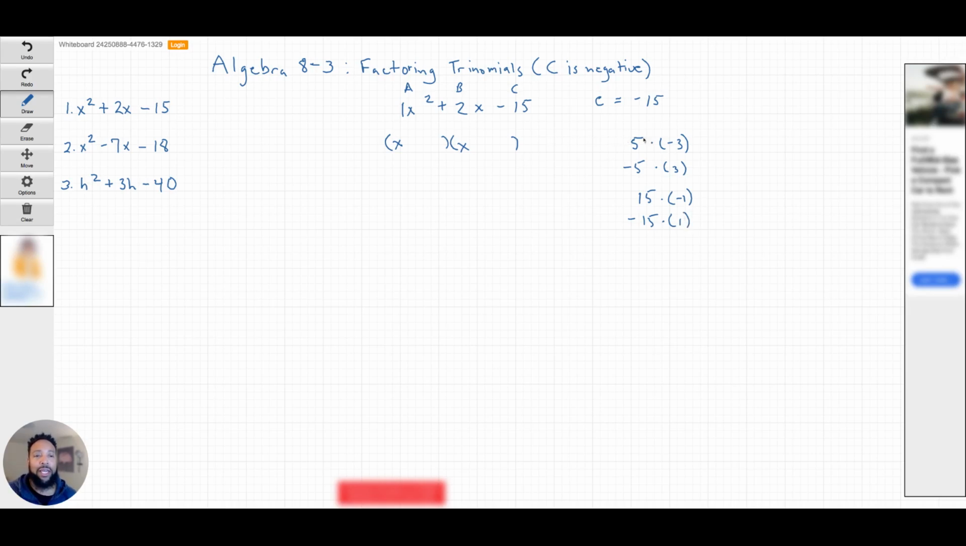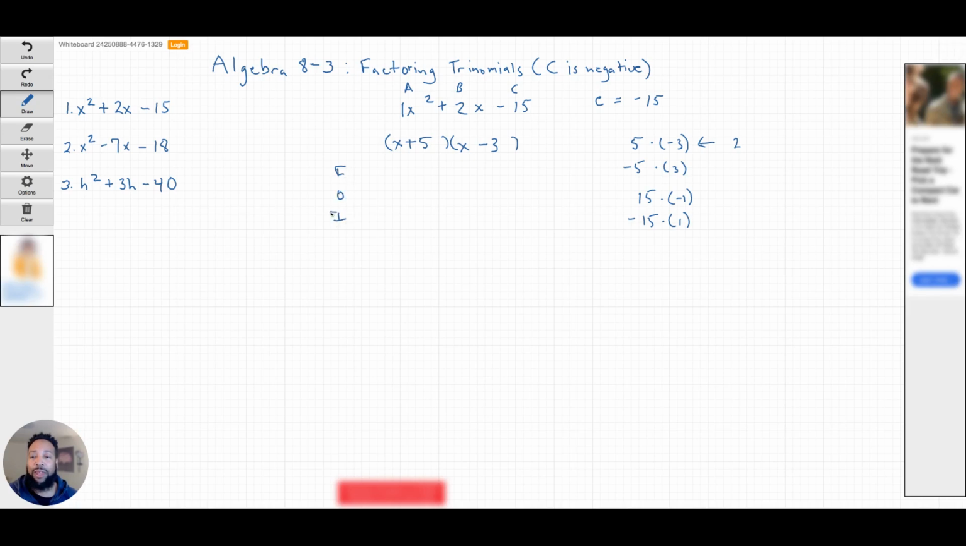So basically, looking at these, multiplying these numbers will get you negative 15. What happens when you add those two numbers? Well, you get 2. If we were to say 5 plus a minus 3 here, we would get 2. So we're going to go with these right here. So your answer is x plus 5, x minus 3. So then we go to FOIL.